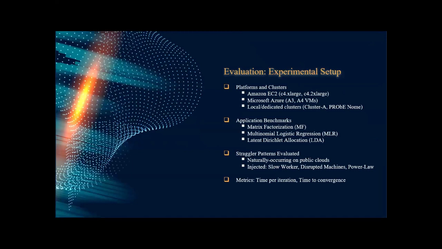Now we'll talk about the evaluation of the experimental setup. Here, platforms and clusters. The experiments will be run on different platforms, which can be Amazon EC2 and a local cluster, to see if the effectiveness of the straggler mitigation techniques varies across these environments.